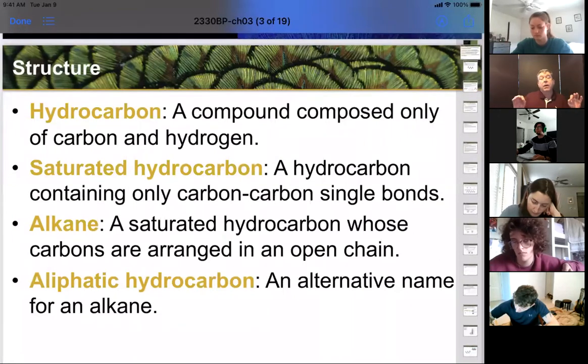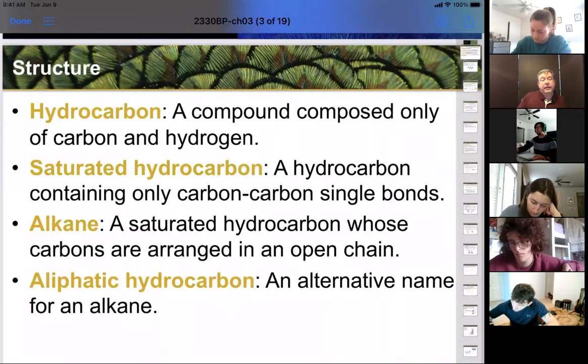Now, if there are no double bonds in the system, it's what we call a saturated hydrocarbon. What that means is that if we had a double bond, we could actually add more hydrogen to the system to get rid of that double bond so that it would be unsaturated. Okay, so if you think about saturated and unsaturated fats, saturated fats are where they've taken the double bonds away. Unsaturated fats still have double bonds available to them. So when we have completely single bonds, we call it a saturated hydrocarbon.